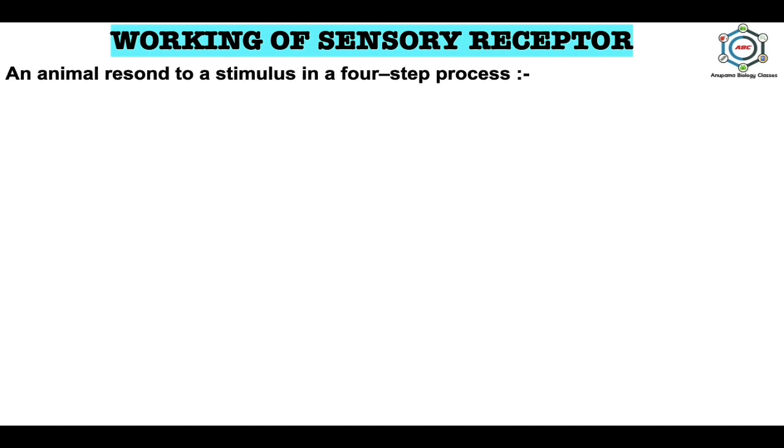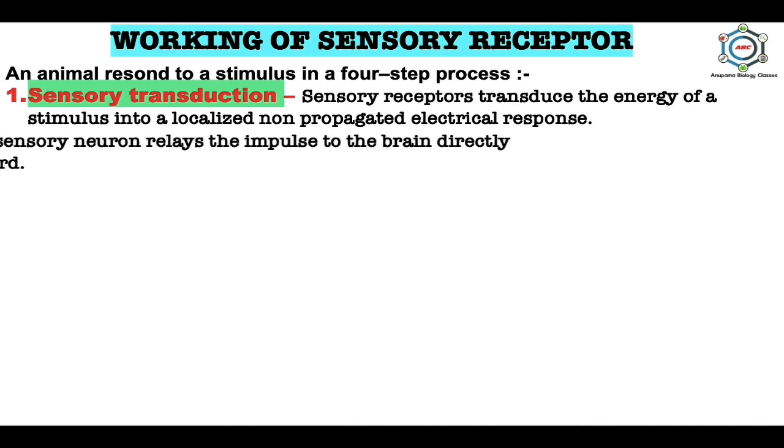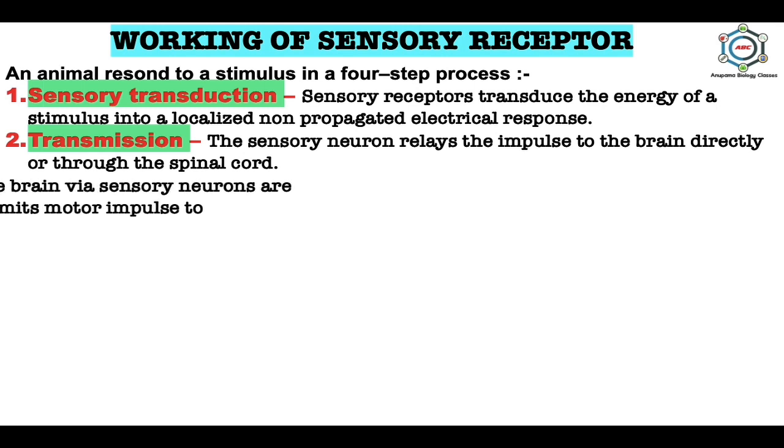And animals respond to a stimulus in a 4-step process, in which the first is sensory transduction. Sensory receptors transduce the energy of a stimulus into a localized non-propagated electrical response, which initiates a nerve impulse in the neurons leaving the receptor. Second is transmission. The sensory neuron relays the impulse to the brain directly or through the spinal cord.